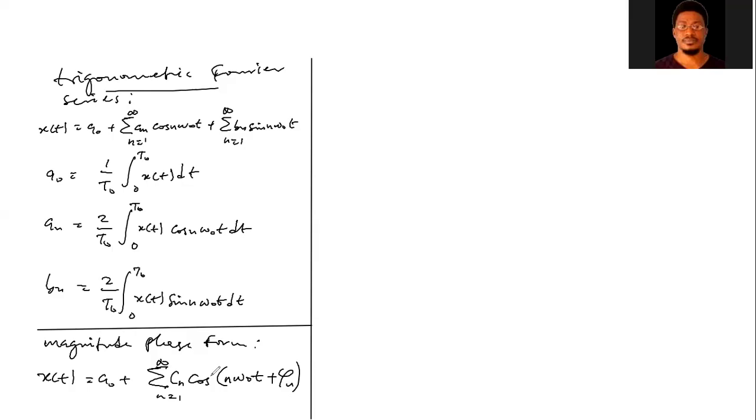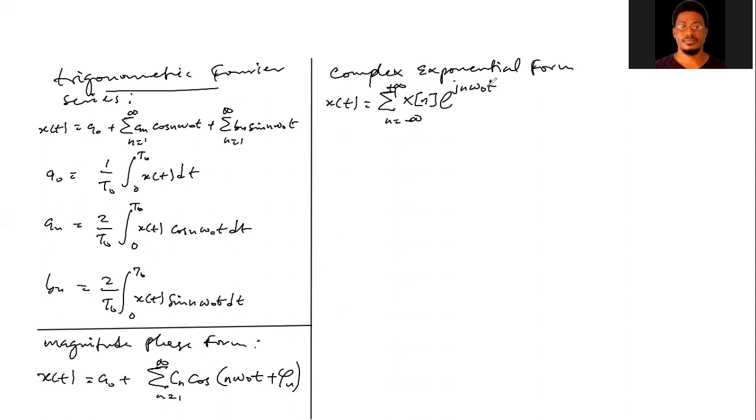And then we also have the complex exponential form, such that S of t is the same as sigma n equal to negative infinity to positive infinity S of n e to the j n omega naught t, such that S of n is the same as 1 over T naught integral 0 to T naught S of t e to the minus j n omega naught t dt. Here, S of n is a complex number.